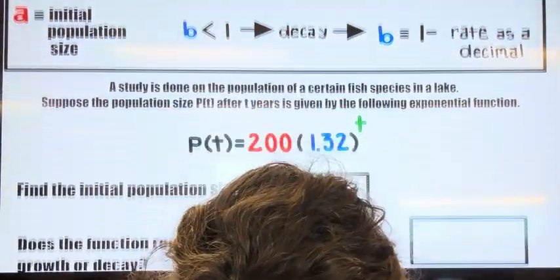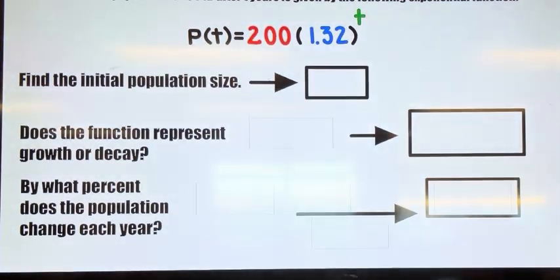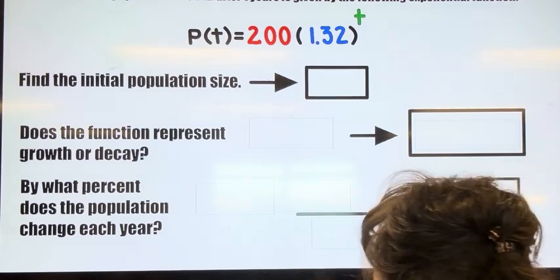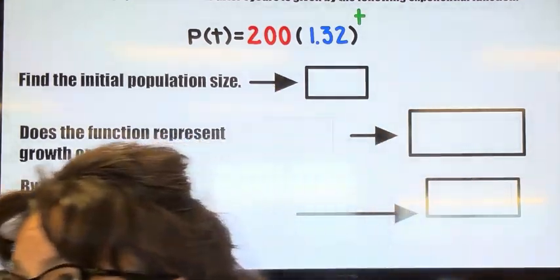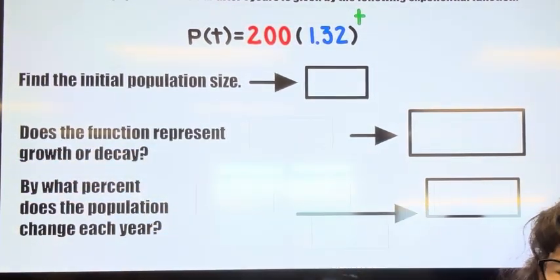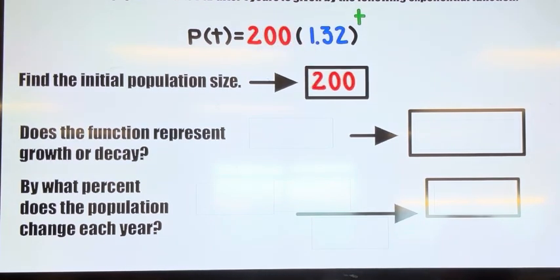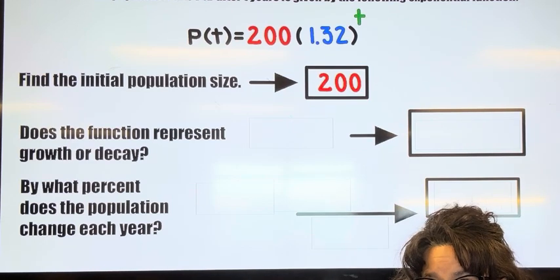All right, so let's start off with this example here. We have a study being done on a population of a certain fish species in a lake. Suppose that the population, P of t, after t years is this equation. Find the initial population size. Well, if I know what the variables stand for, then I know that this 200 right here is the initial population. So in other words, in the lake, originally there were 200 fish.